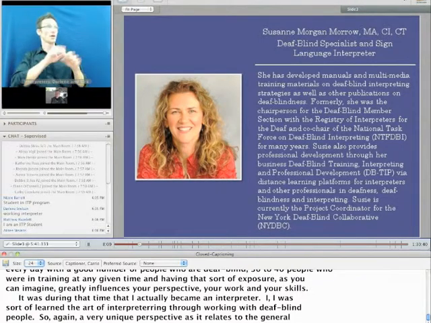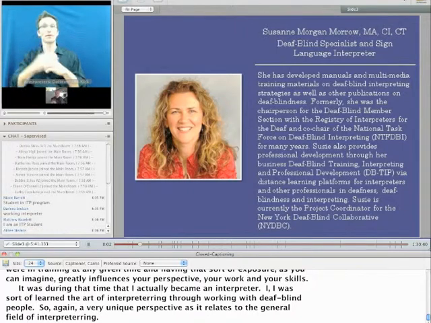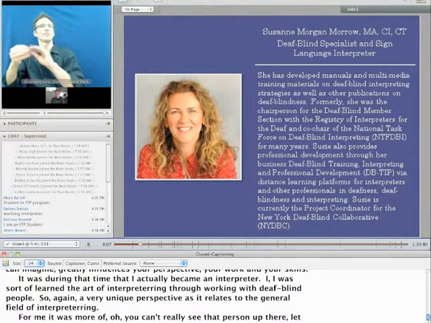For me, it was more of, oh, you can't really see that person over there. Oh, let me relay that message. So it was actually through a world of access in terms of vision.